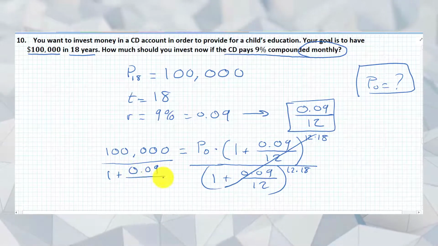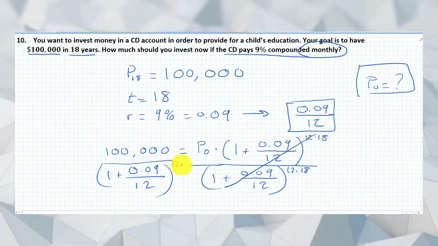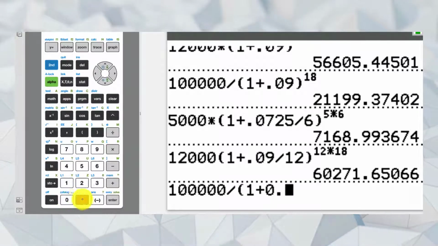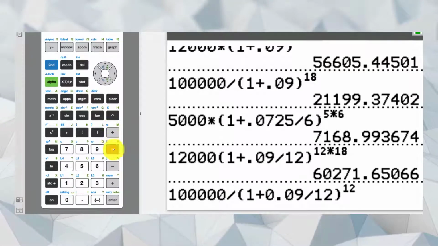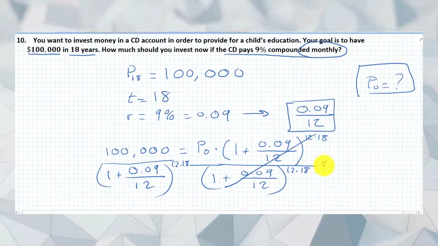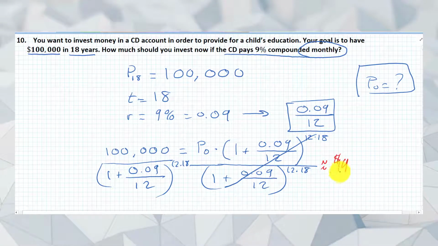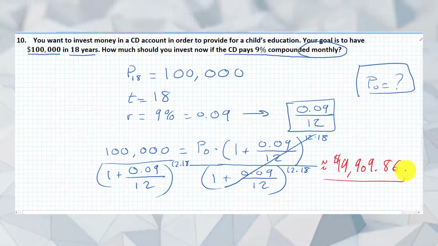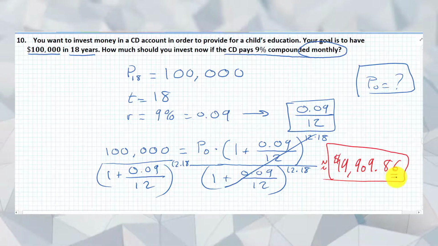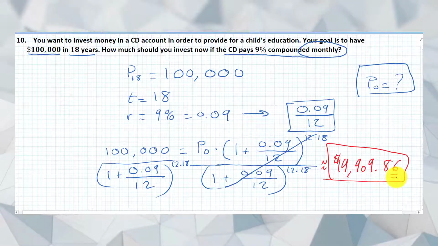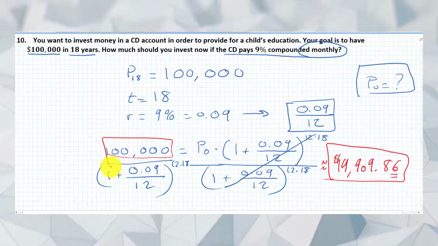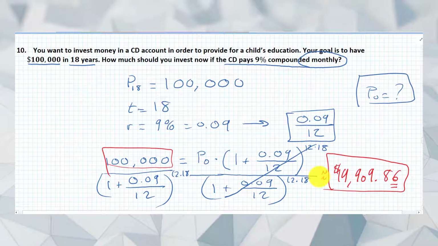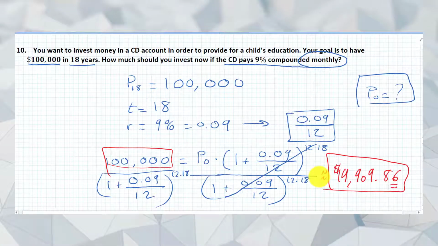To do that, of course, we're going to use the calculator. Let's see what it is. And so I found $19,909.86. Again, I always like to round up to make sure I have the amount I want, which is $100,000 after 18 years. Let's go over one more time the concept of compounded interest, which is interest on interest.